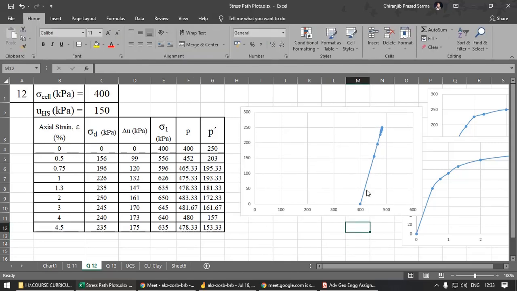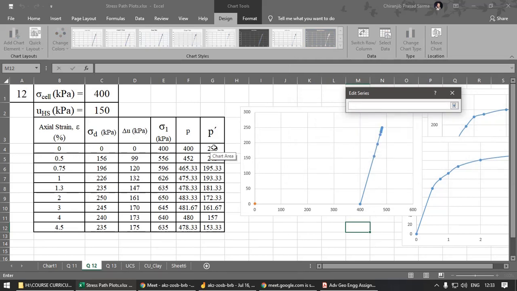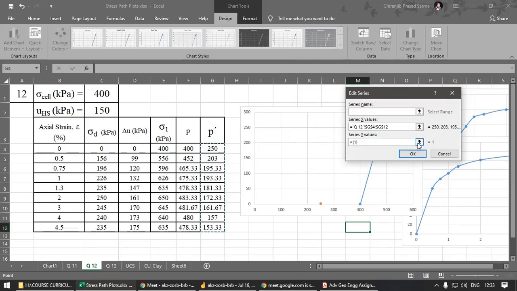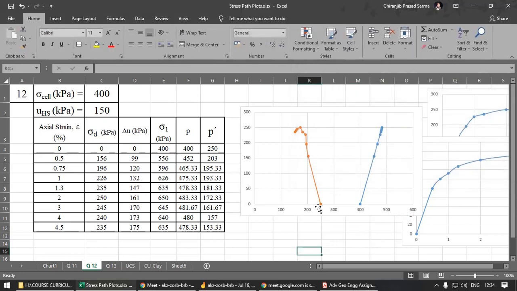Now let us plot the effective stress path. Select data, add. Now this is P dash and this is Q. You can see it took a different path. Why? Because of the pore pressure generation here. And you see it came down. Why it came down, we have already discussed in the previous classes.